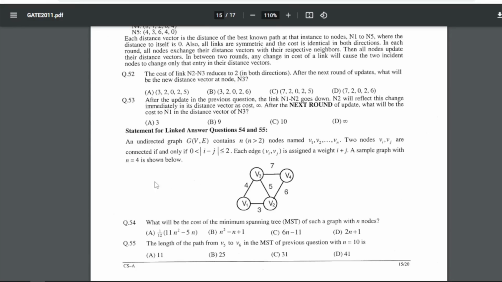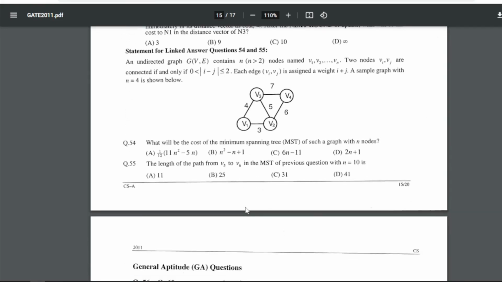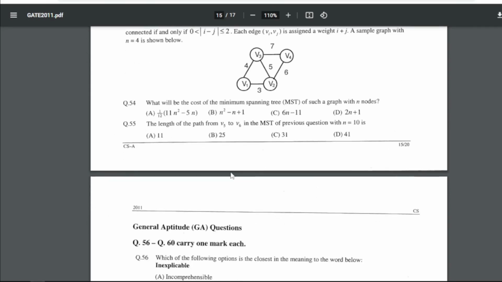Two nodes Vi and Vj are connected if and only if 0 < |i − j| ≤ 2. Each edge (Vi, Vj) is assigned a weight i + j. A simple graph with n = 4 is shown below. Question 54: what will be the cost of the minimum spanning tree of such a graph with n nodes? For 54, our answer is B, that is n² − n + 1.